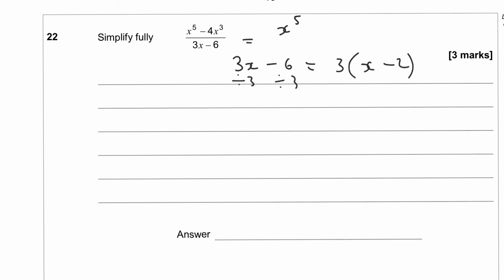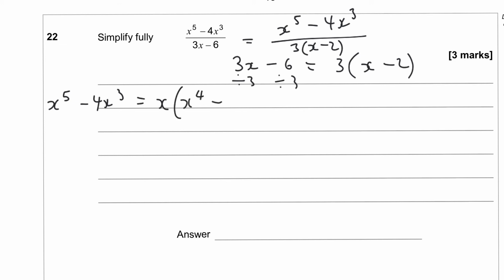So we can write that as x to the power of 5 minus 4x cubed over 3 bracket x minus 2. So now we need to factorize the top. So we can see that common factor is x. So if you have x to the power of 5 minus 4x cubed, x is the common factor, so bring x out. So that's going to change it to x to the power of 4 minus 4x squared. Okay, so now the whole point is that our denominator has x minus 2. So we want to make sure that our numerator has at least one of those brackets as well to simplify it.